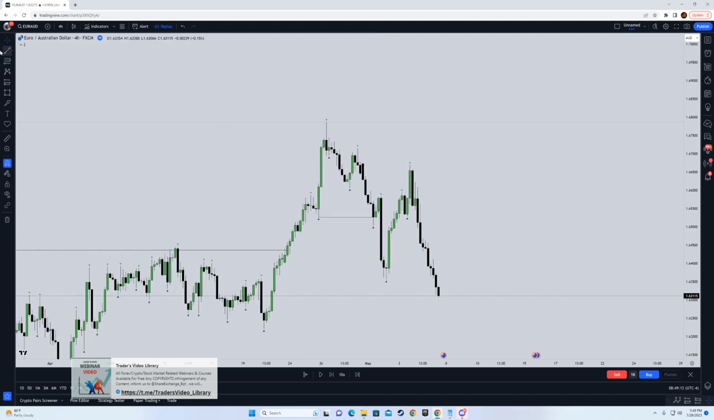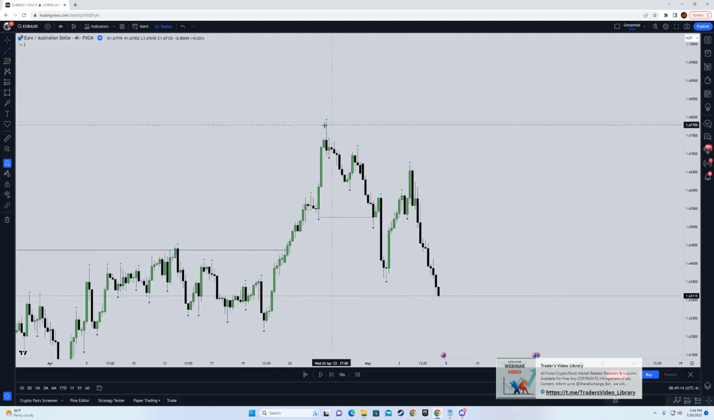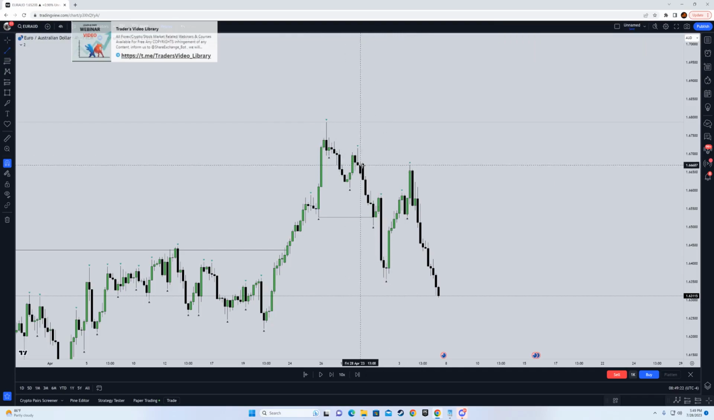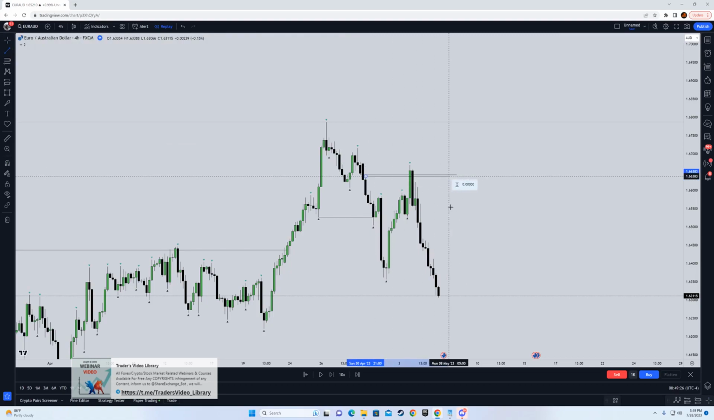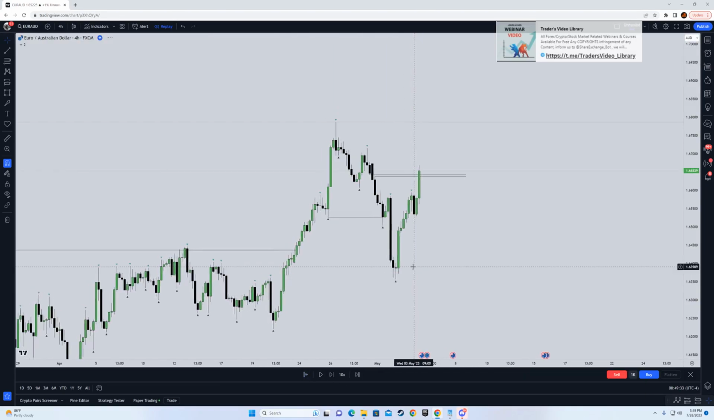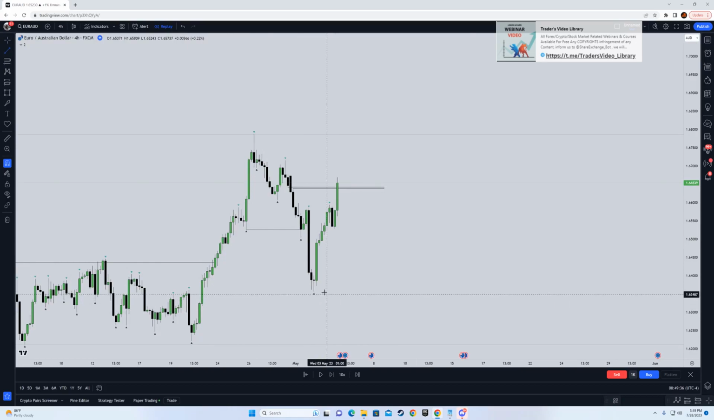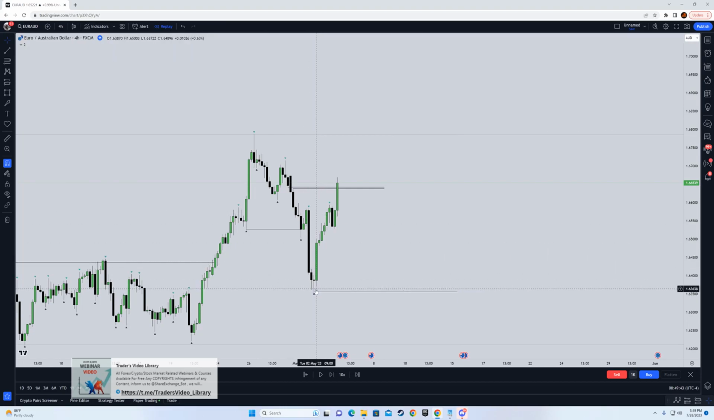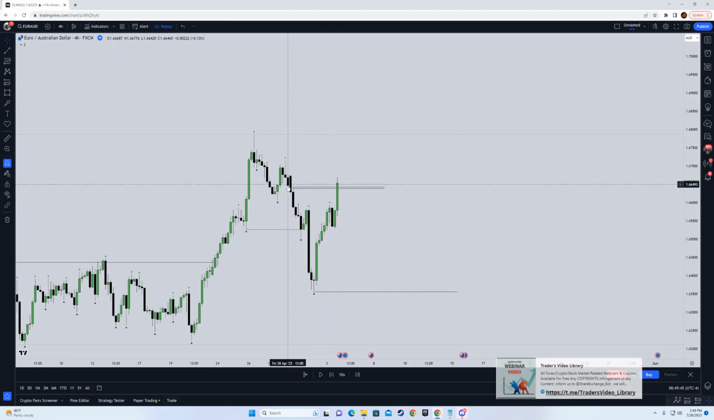So now we want to mark out the PD array in the discount, in the premium. Once we have this, we want to look for the premium fair value gap or order block. So right here we also have a tiny little fair value gap, right? So price has now tapped into this level. Once that happens, we want to mark out this range low to this range high, this move. This was the last move to the downside before price started moving up to the PD area.